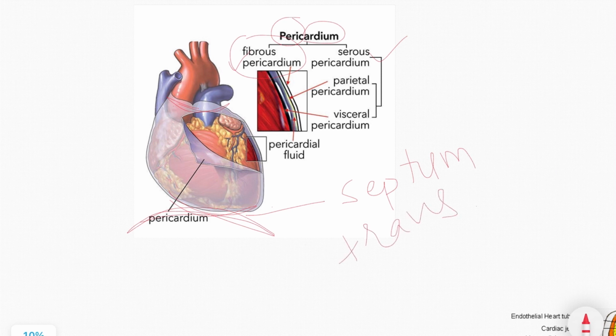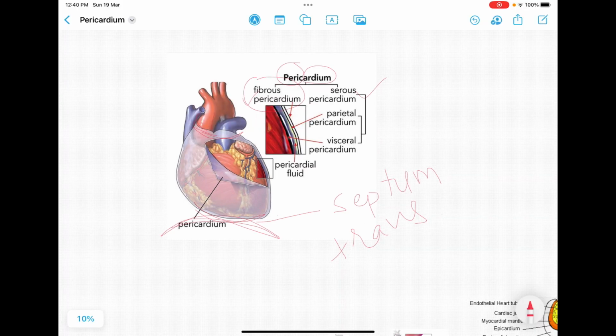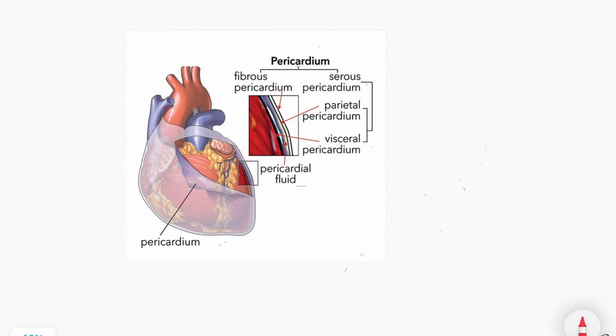Now this fibrous pericardium above is adherent to the tissues of the root of the great blood vessels. What is the function of the fibrous pericardium? It is a tough membrane, so it provides protection to the heart and the great vessels, and also it prevents the sudden overfilling of the heart.